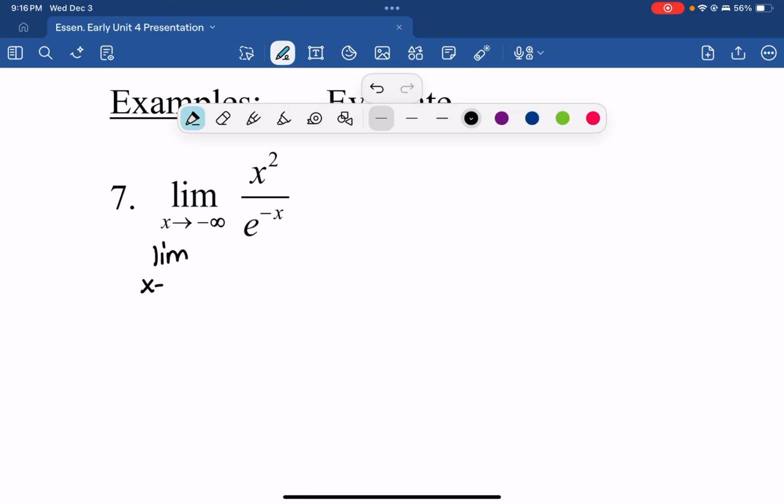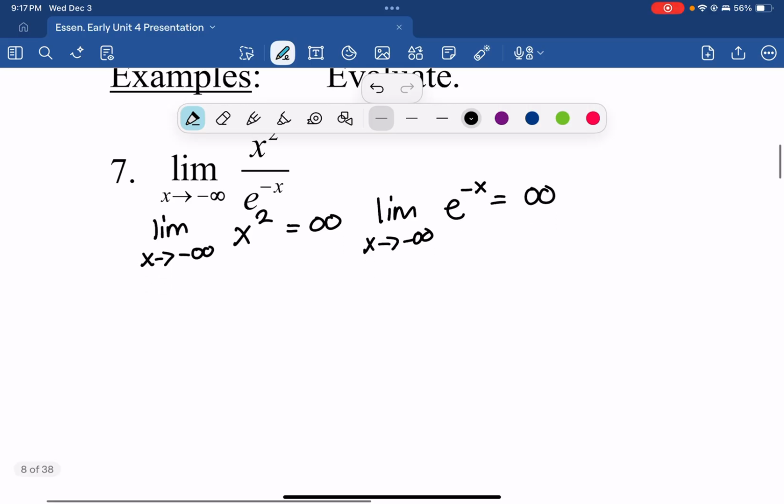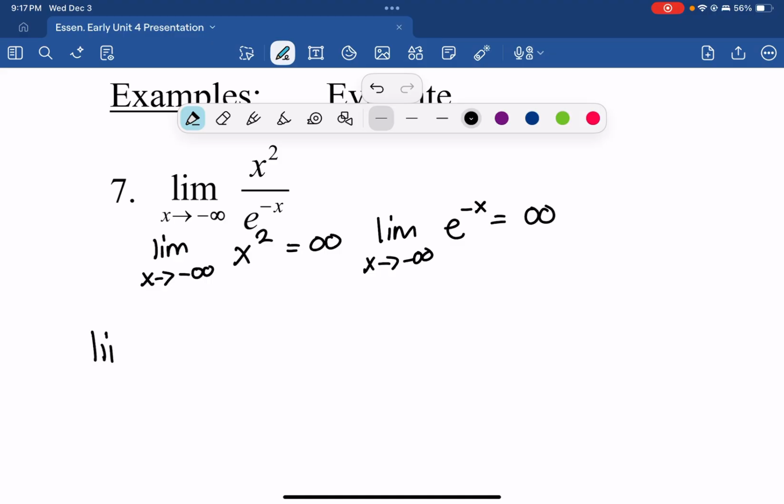So we're going to write it out. As x approaches -infinity of x squared, right? We said that was infinity. We also said that the limit as x approaches -infinity of e to the -x equals infinity. So we're going to take our derivatives. So the limit as x approaches -infinity of x squared over e to the -x is equal to the limit as x approaches -infinity.